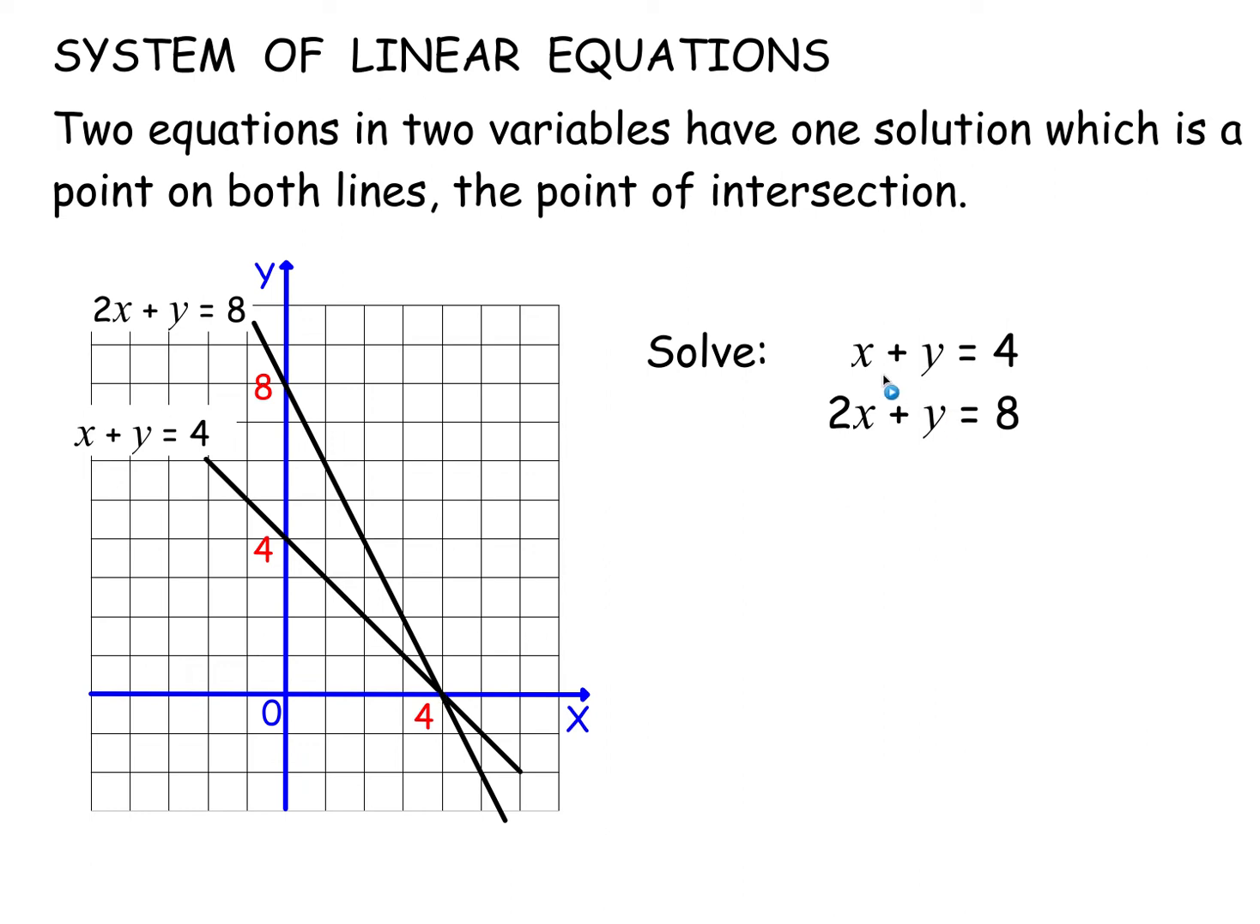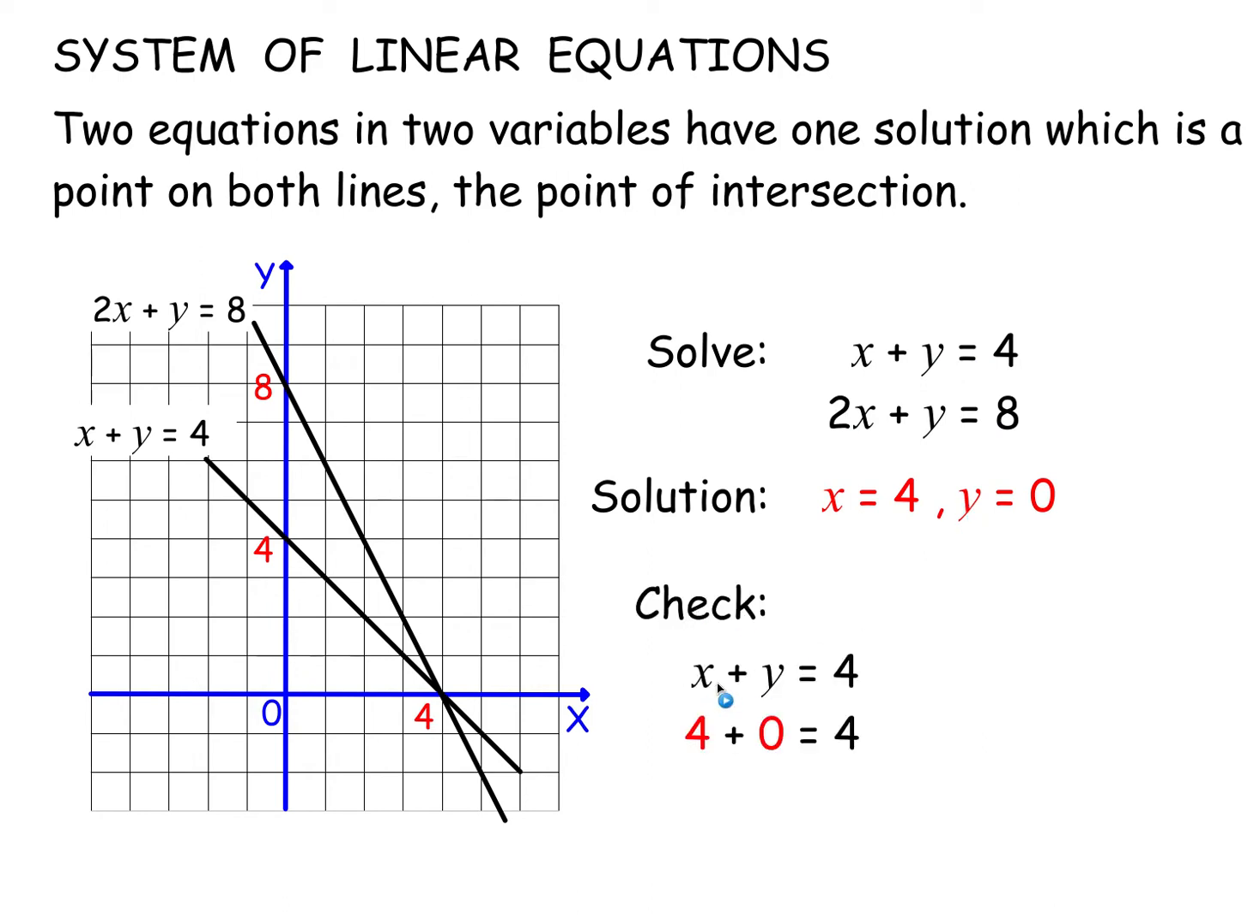Therefore, it's the one point that satisfies both equations. Therefore, it's the only point which is a solution to this system of equations. It's the only point that will fit both equations. X being 4, y being 0 will satisfy the first equation because 4 plus 0 equals 4, and it will satisfy the second equation because 2 times 4 plus 0 does equal 8. So 4, 0 fits both equations. It is the one solution to the system of equations.